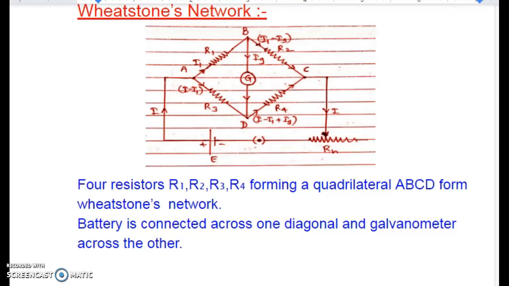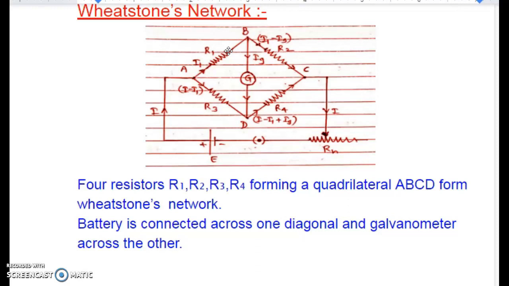In the earlier classroom video, we have already studied about resistors connected in series and resistors connected in parallel. And today we are going for Wheatstone's network.